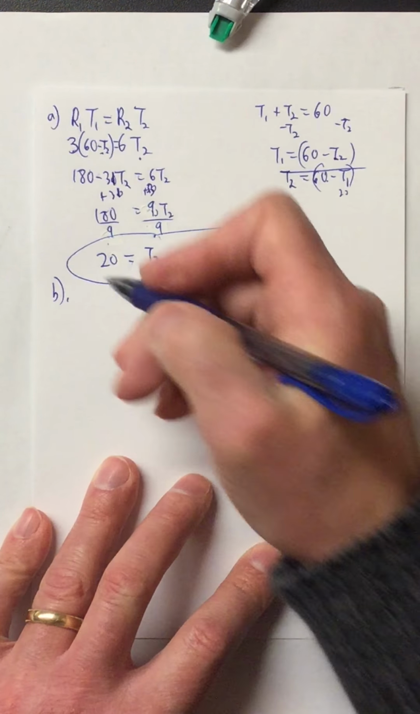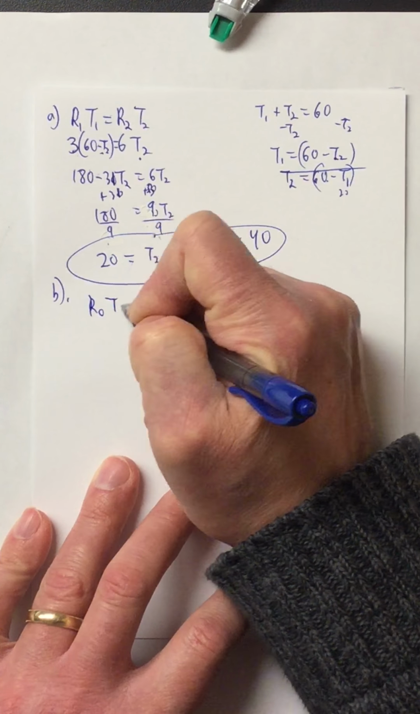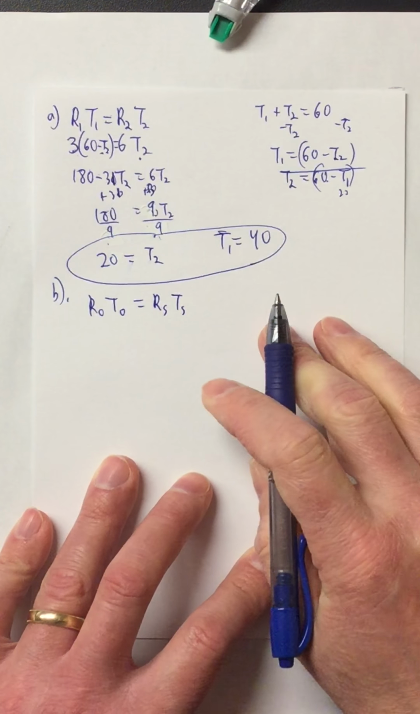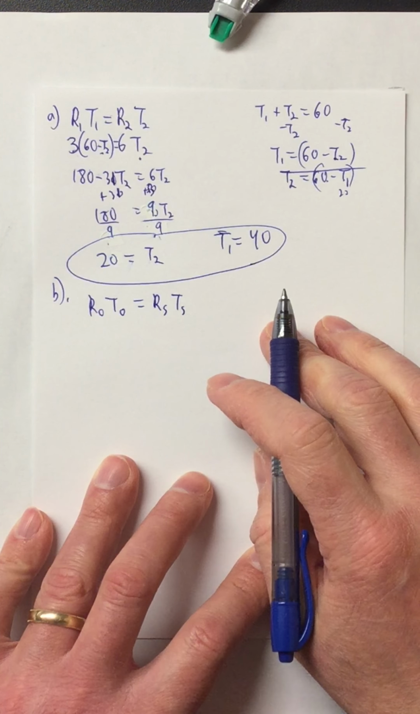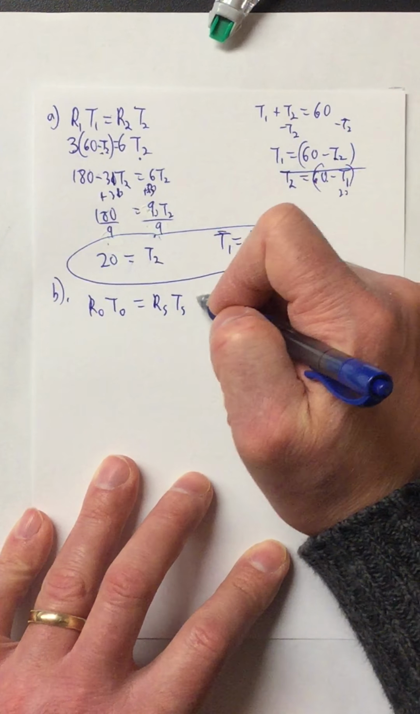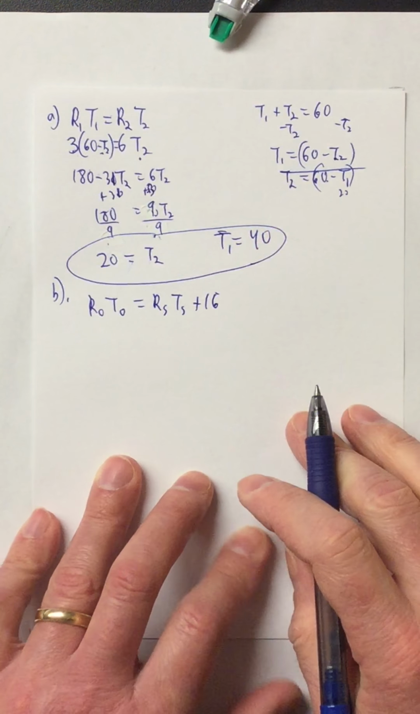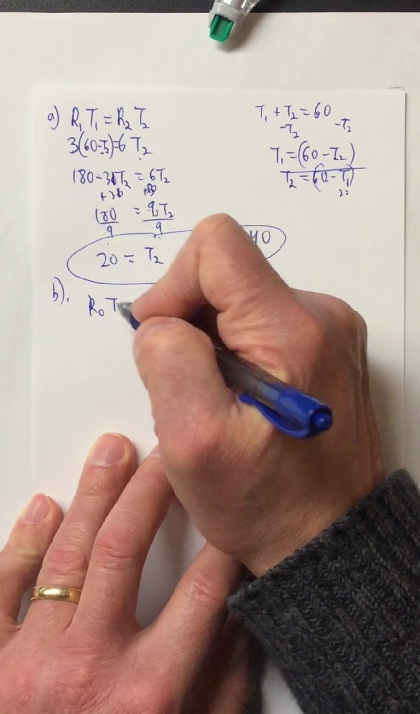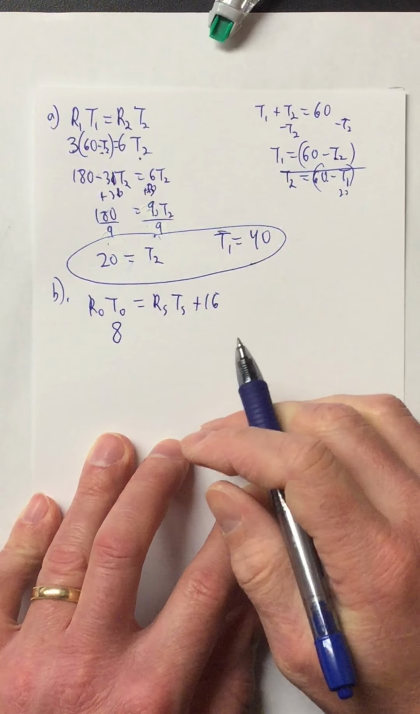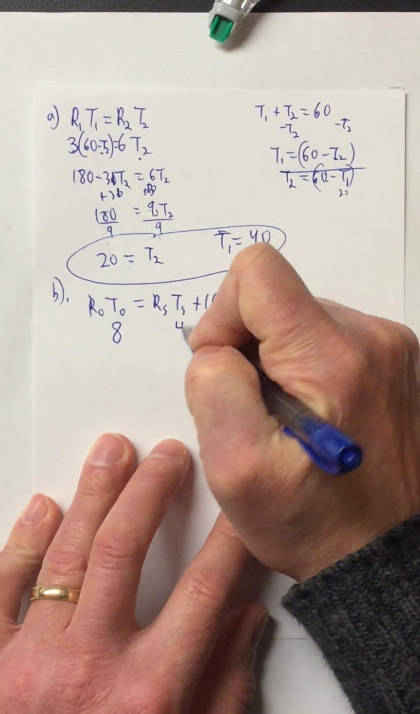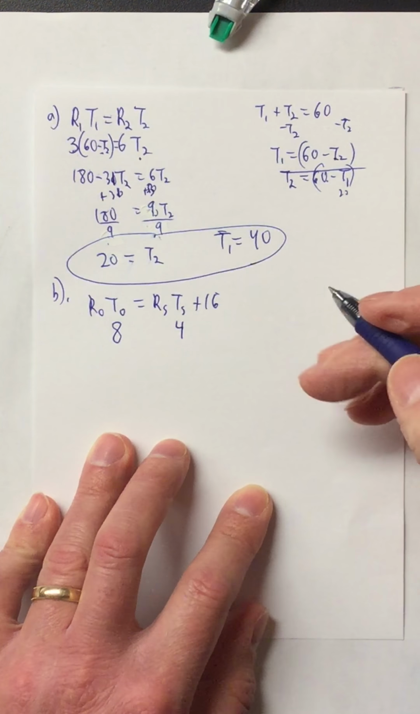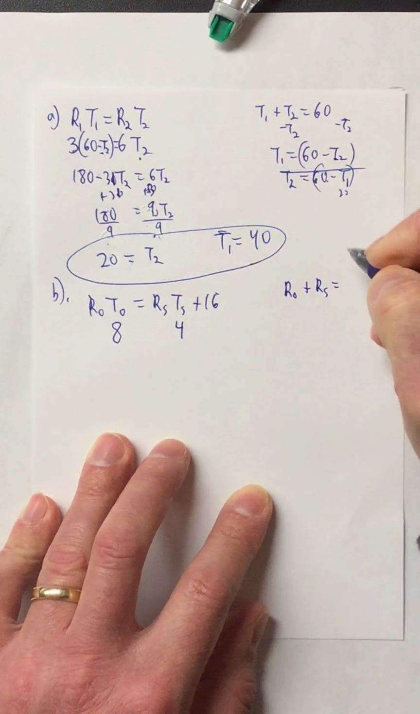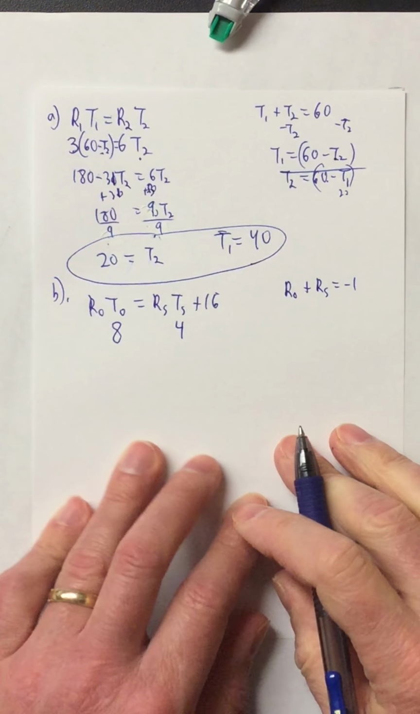On practice problem B, we have RO and TO is equal to RS and TS. And, oh, plus 16. They're changing it up a little bit for us there. Okay. My TO is 8, so let's plug that in. My TS is 4, so plug that in. And then I have RO plus RS is equal to -1.